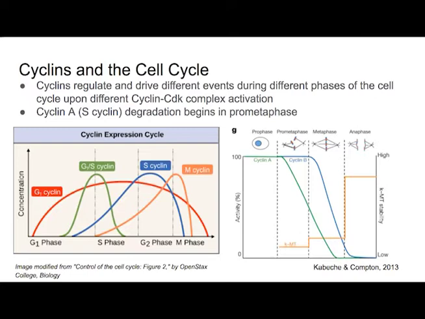As mentioned before, we will focus on cyclin A. As we can see from the graph on the left-hand side, cyclin A, or S-cyclin, accumulates in S and G2 phase. And from the graph on the right-hand side, we see its degradation begins in prometaphase and finishes in metaphase.